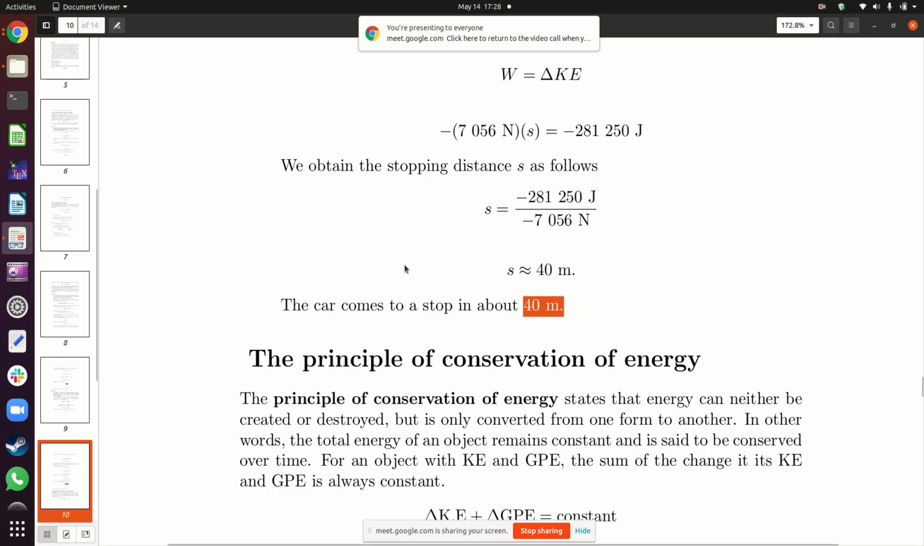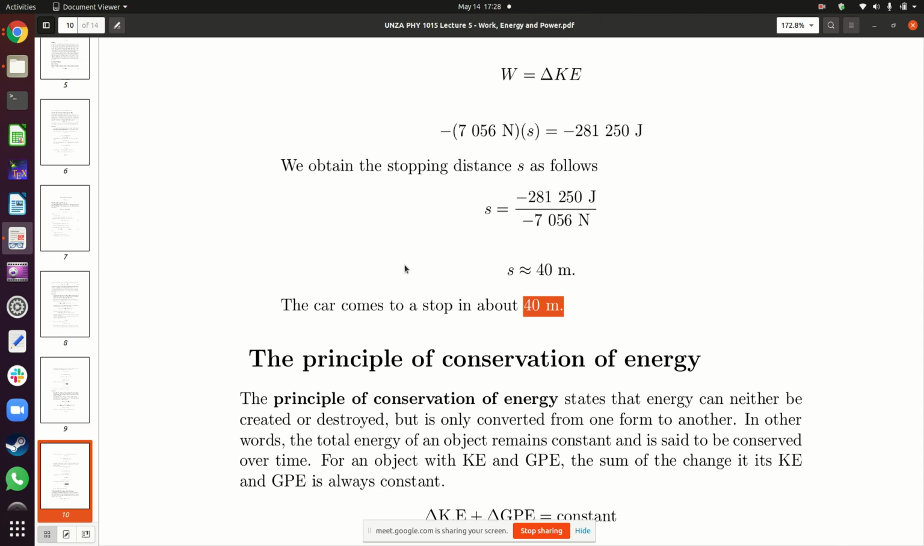Are we clear on how we use the work energy theorem? There is a requirement which has to be met. The change in gravitational potential energy has to be equal to 0, so the height does not need to change. If the height is not changing, then the work done is going to appear as kinetic energy.